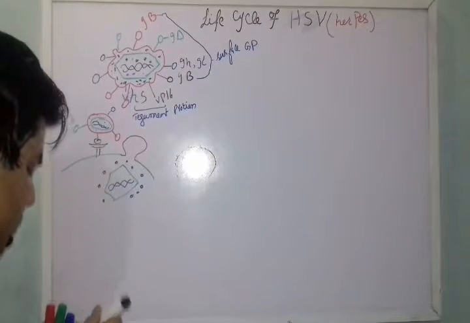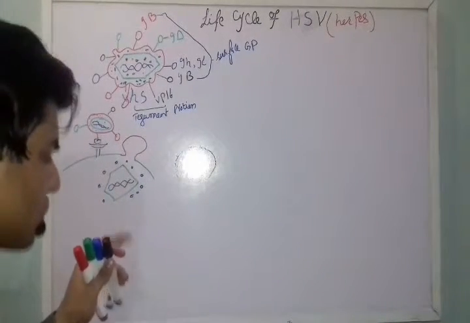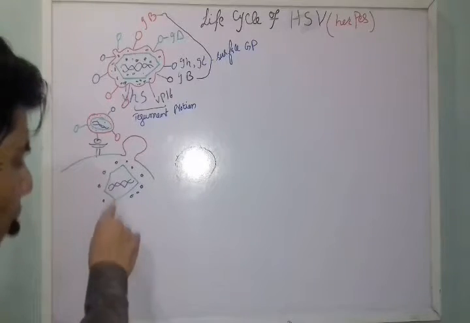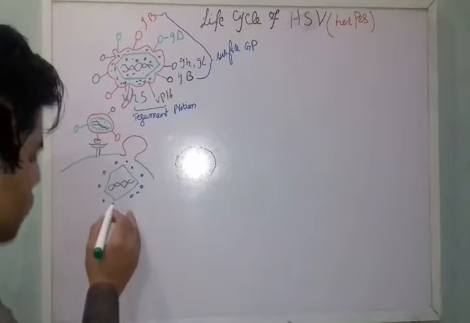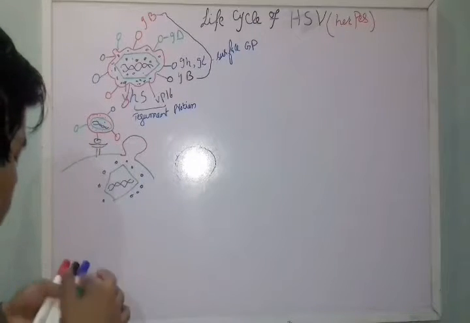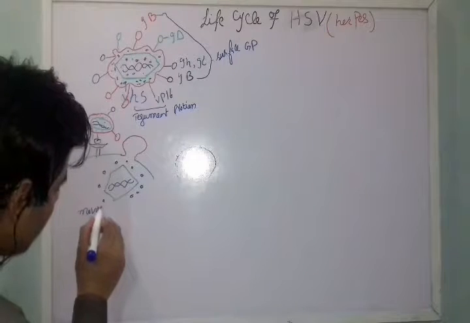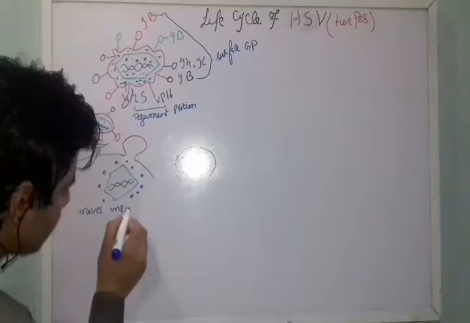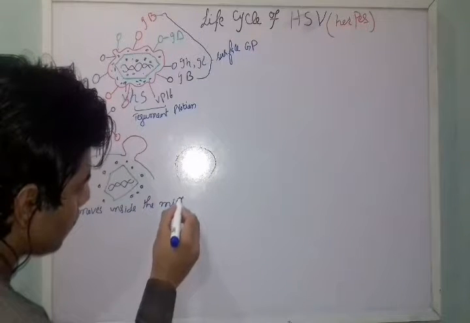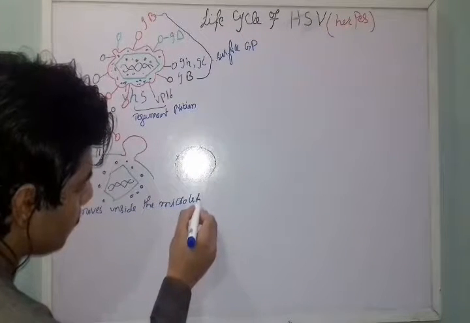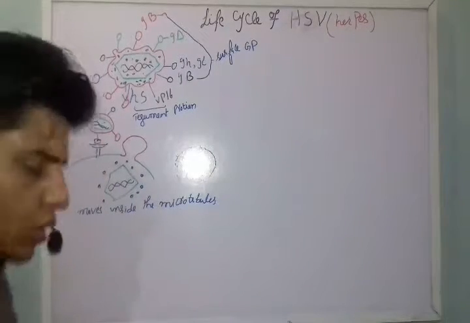So these are the tegument proteins. Now what happens once they internalize inside the host cell? This virus moves inside the microtubules, and then reaches the nucleus.